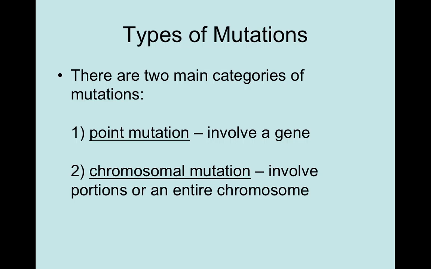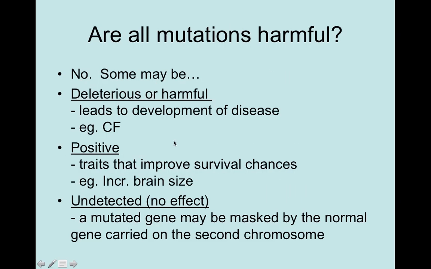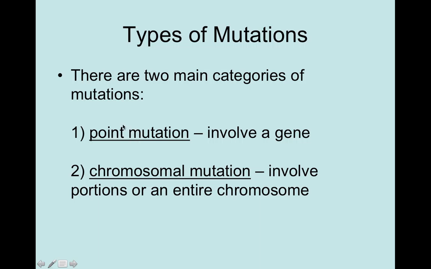Okay, so we're going to categorize mutations into two, and we're really going to focus here on point mutations. But we also have chromosomal mutations, and we covered these a lot in grade 11, so I'm really going to focus on the point mutations. A point mutation means that a gene has an error in it, whereas a chromosomal mutation means the entire chromosome or portions of it have the errors.